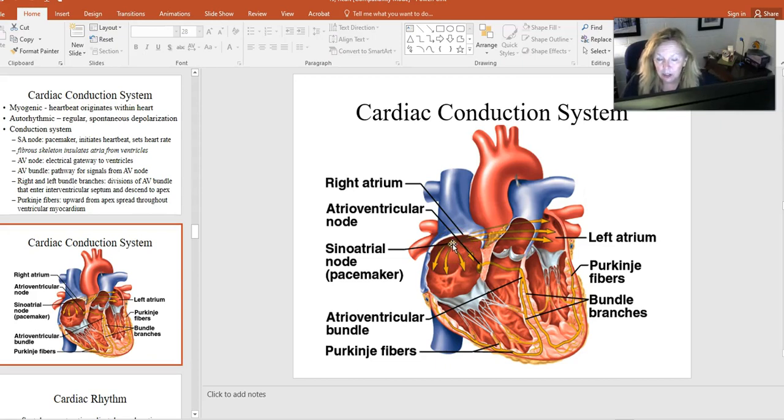And when it fires, it sends that electrical current immediately to the left atrium, but also through the right atrium. And this is going to give the signal for the atria to contract. That signal is going to hit this AV node, and it's called that because it's between the atrium and the ventricles.